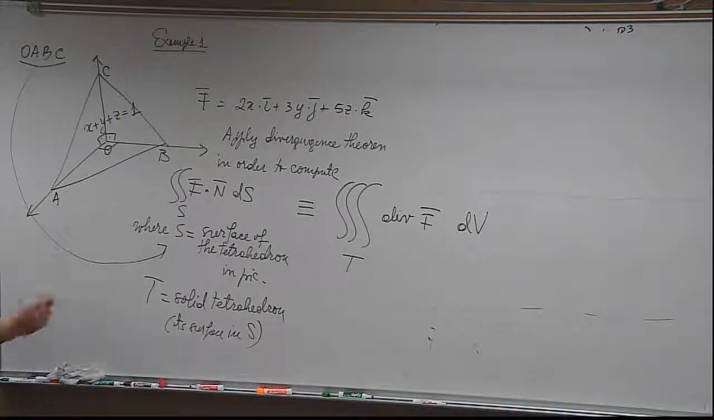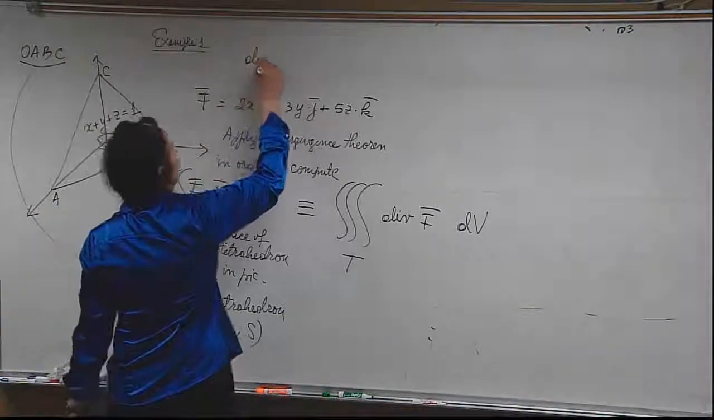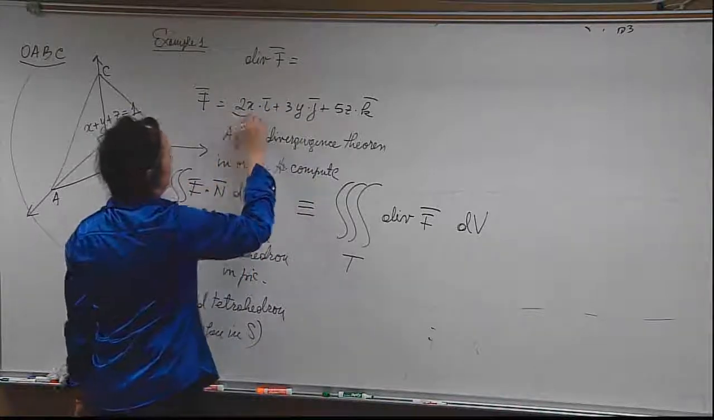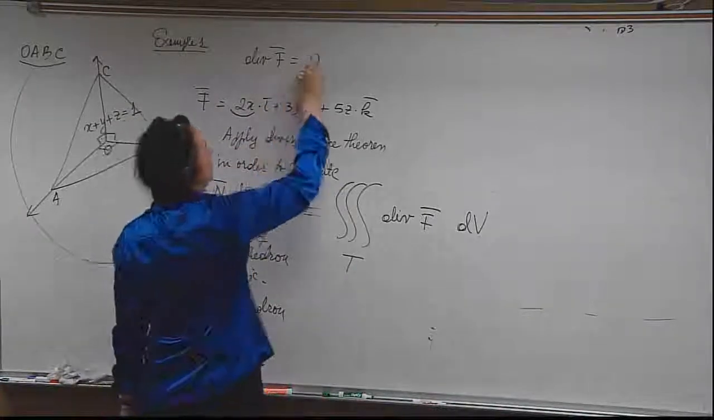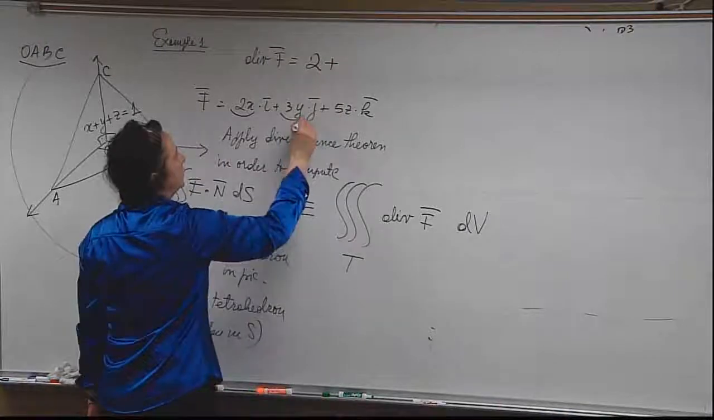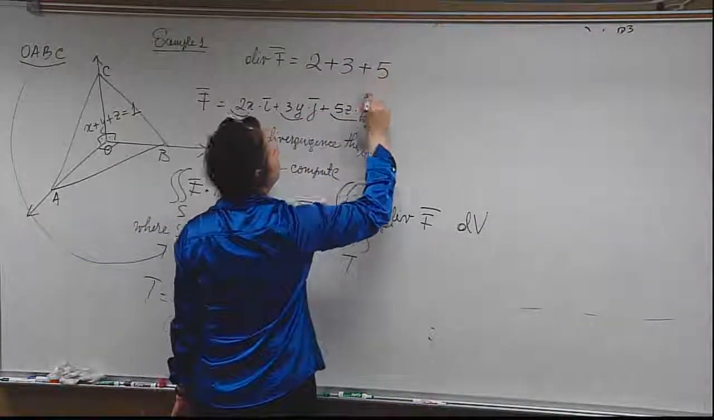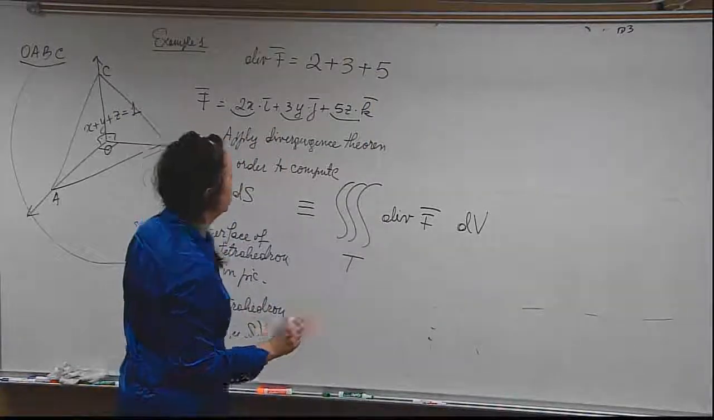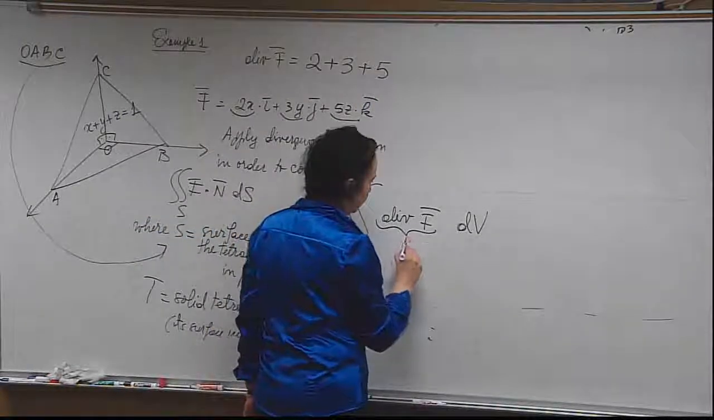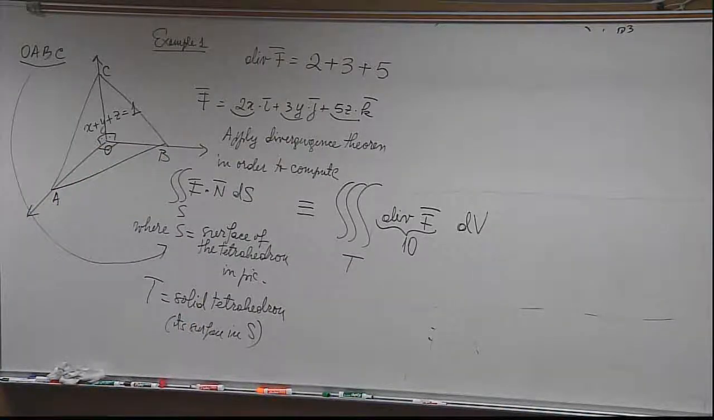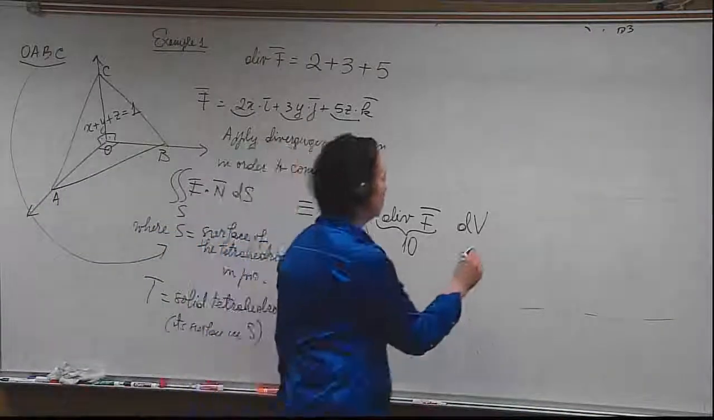Well, it should be easy because, just as you said, the divergence of F will be a constant. How come? Differentiate this with respect to x, 2. This with respect to y, 3. This with respect to z, 5. Last time I checked, this was 10. So 10.